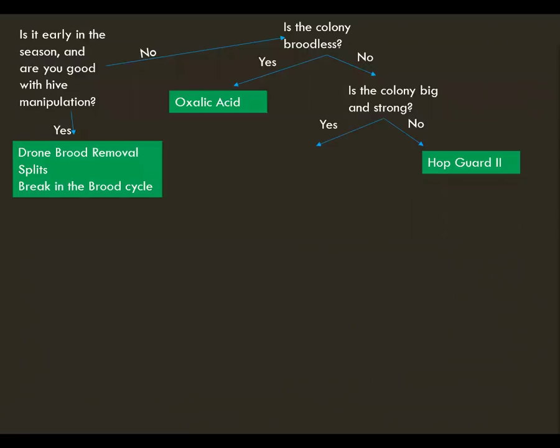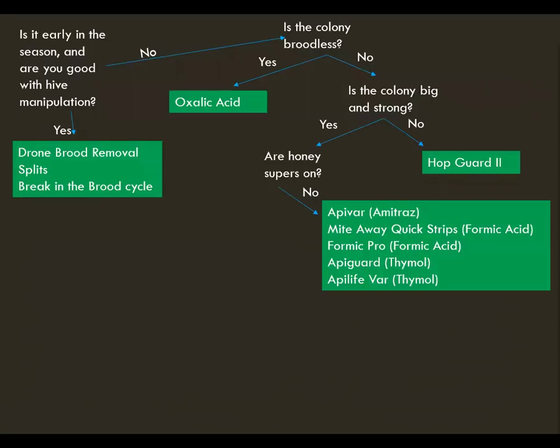If it is a big, strong colony, then we have lots of options. A big thing is whether or not honey supers are on. We don't want to be selling tainted honey. Even if it's a natural thing, we don't want it in the honey. So if there are no honey supers on, we have lots of options. We have Amitraz, we have the Mite Away Quick Strips, which is formic acid. We have Formic Pro, which is formic acid. We have the Apiguard and the Apilife Var, which are both our thymol options.